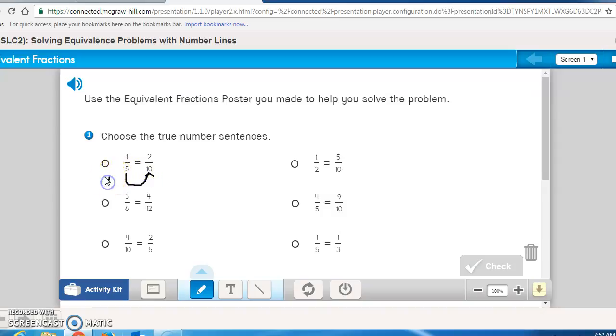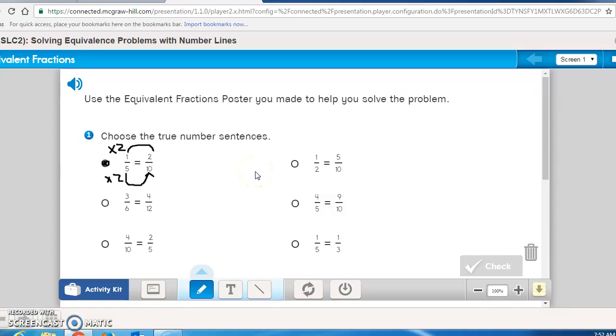Well, I can multiply it by 2 and get 10. Then I need to multiply the top number, the numerator, by the same number, by the 2 that I wrote down here. 1 times 2 is 2. That makes that one a true statement, so you would color that one in.